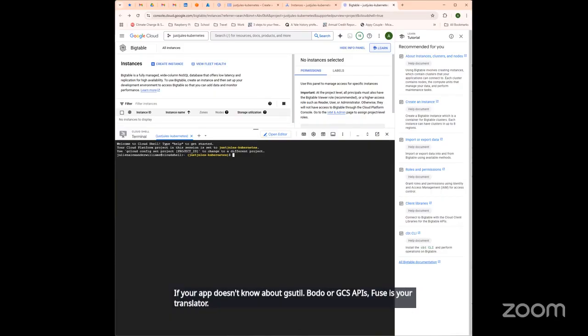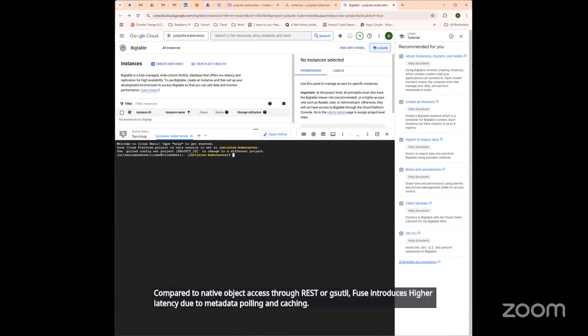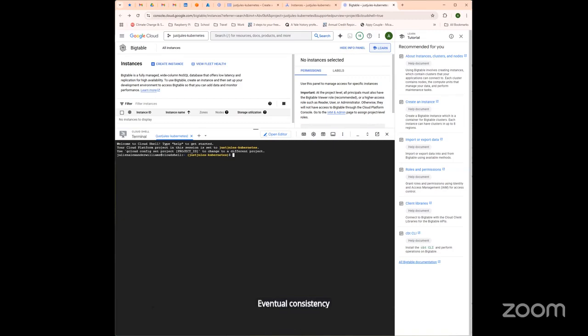But know the trade-offs. Here's where the architect-level thinking comes in. Cloud Storage Fuse is a convenience layer, not a performance engine. Compared to native object access through REST or gsutil, Fuse introduces higher latency due to metadata polling and caching, eventual consistency, especially in write-heavy directories, and no full POSIX compliance, like no hard links or file locking.